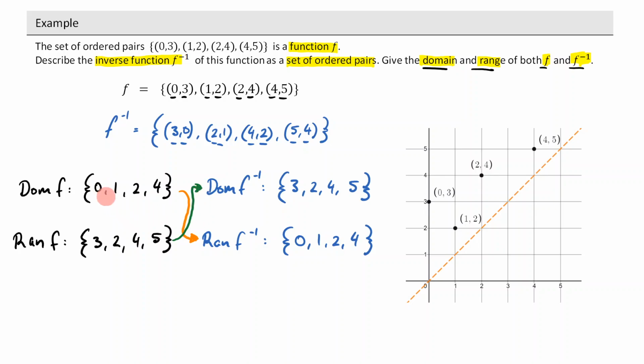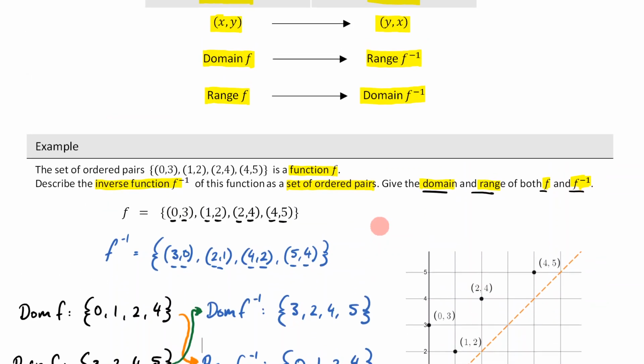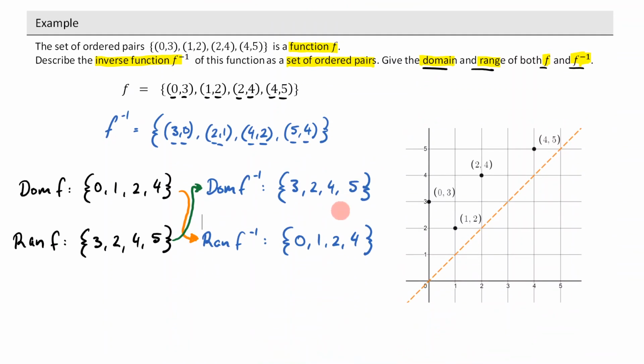So as you can see here, 0, 1, 2, 4 and 0, 1, 2, 4. 3, 2, 4, 5 and 3, 2, 4, 5. We've simply swapped them around. And that's exactly what our definition told us above. So remember, if we come up here, the domain of f is the range of the inverse, and the range of f is the domain of the inverse. Okay, so there is a really important piece of knowledge right there.